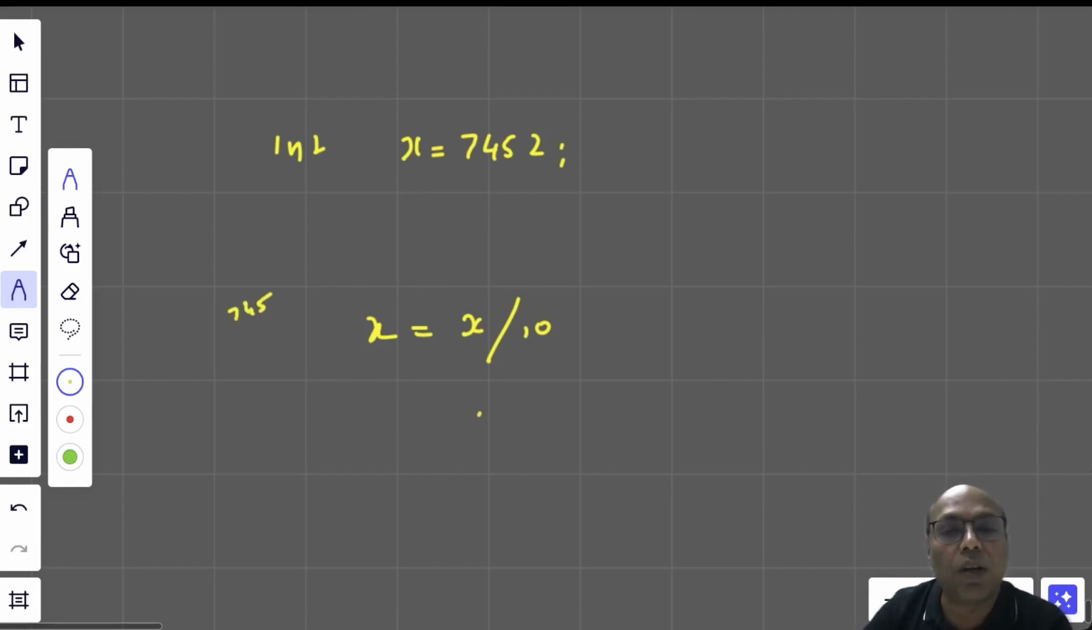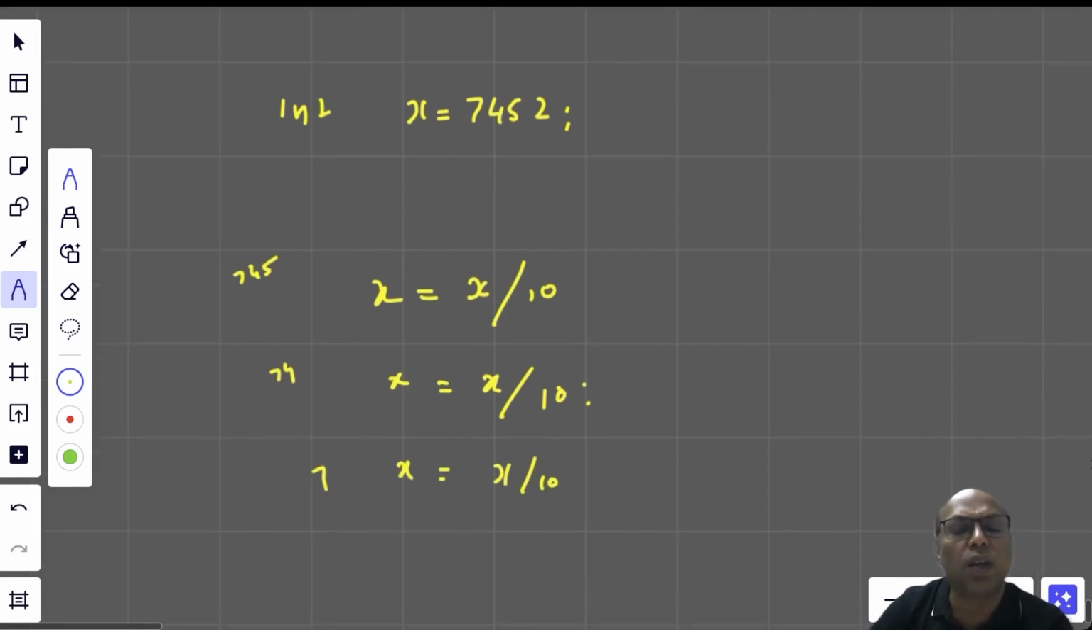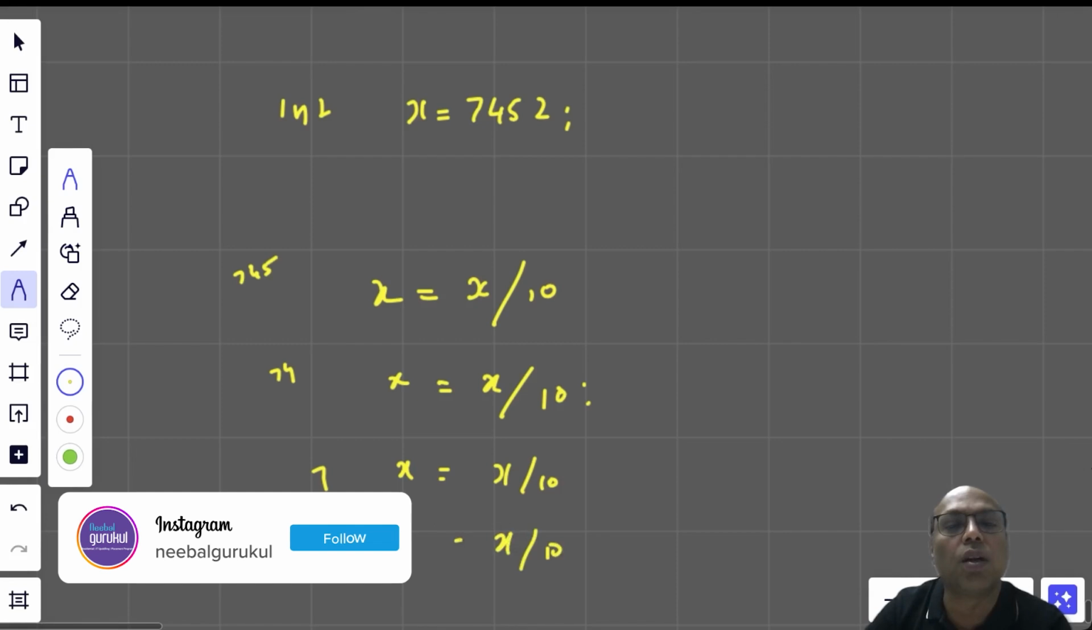Now again I'm going to divide X by 10. 745 divided by 10 is what? 74, which I am going to store in X. X divided by 10, how much? 74 divided by 10 is how much? 7. Store it in X. Again, 7 divided by 10, how much do I get? 0.